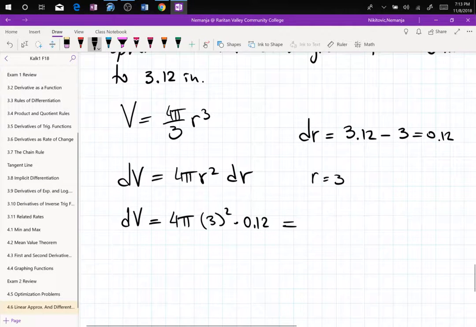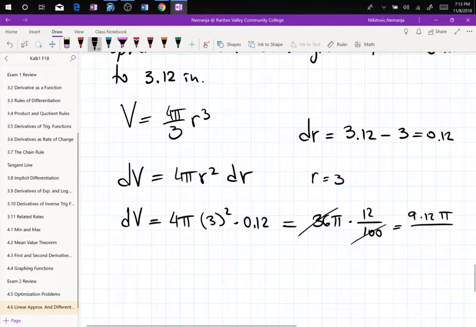And as you can see, you can do this even without a calculator. 4 times 9, that's 36 pi. So 36 pi times 12 divided by 100. Then you can do canceling: 36 and 100 divided by 4, you get 9 times 12 pi divided by 25. What's 9 times 12? 90, 108, right? So 108 pi divided by 25. 108 is almost like 100, so that's 4 pi, about 12. But again, we're approximating.